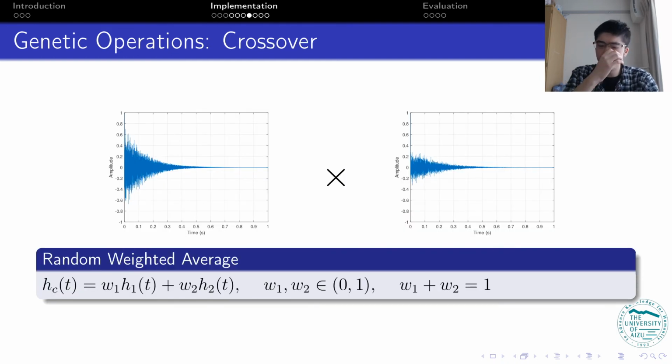And then with crossover, we opted to produce offspring through a weighted average. So we multiply each parent response by a random weight and then add the two parents together. And of course, we also had to make sure that the weights sum up to 1 as well.